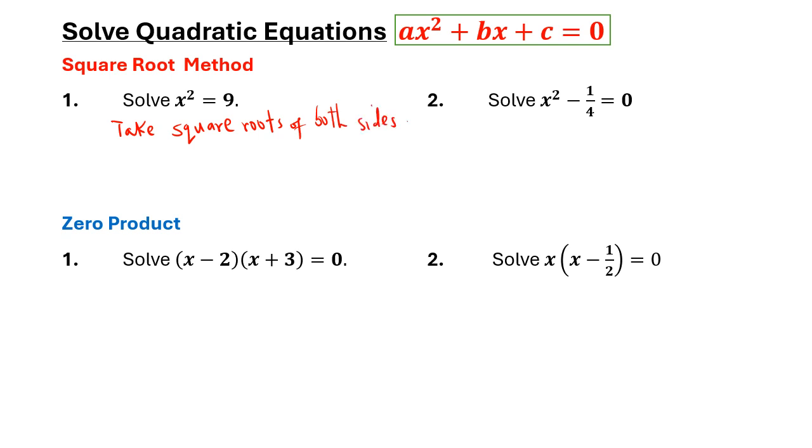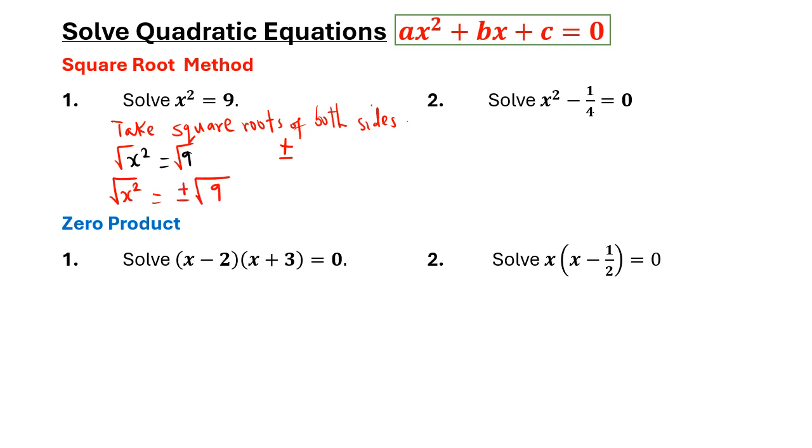So we will take square roots of both sides like this. When we take the square roots of both sides, there is something we have to remember to attach to the value on the right hand side, which is the plus or minus sign. So we write x is equal to plus or minus the square root of 9. That's how we read that.